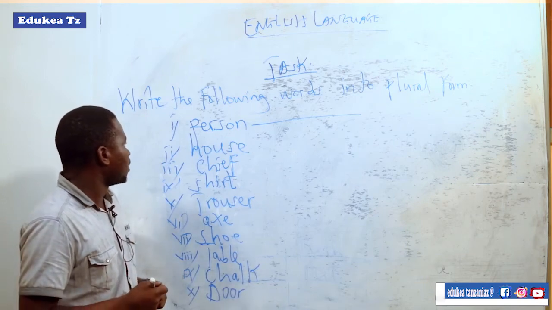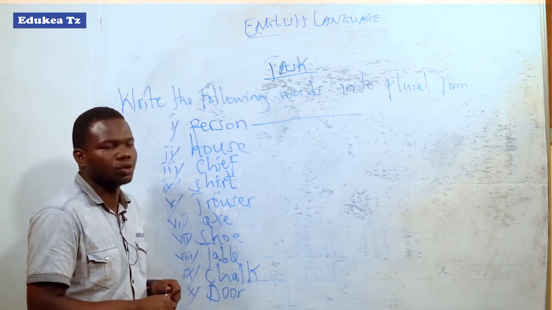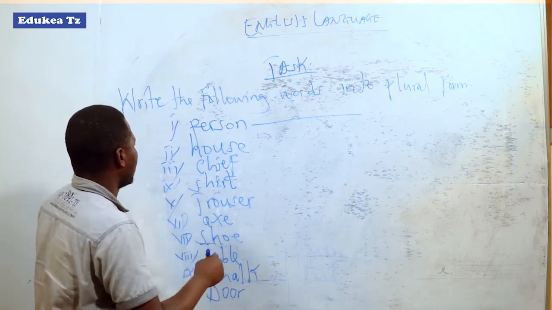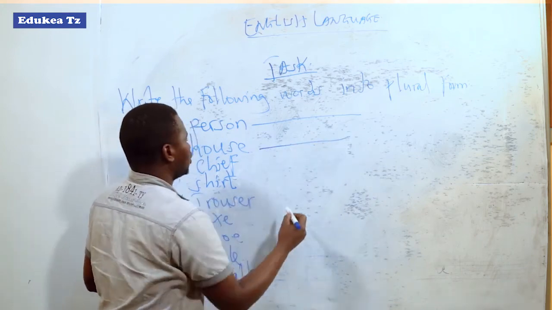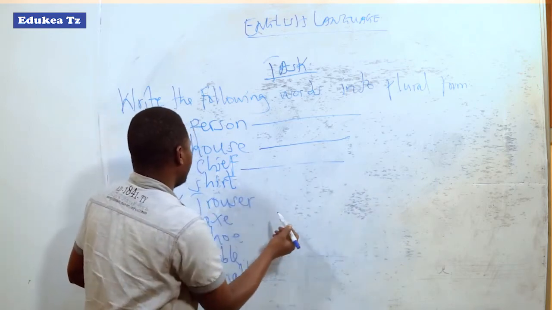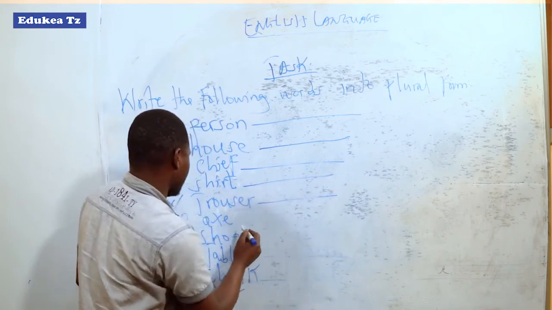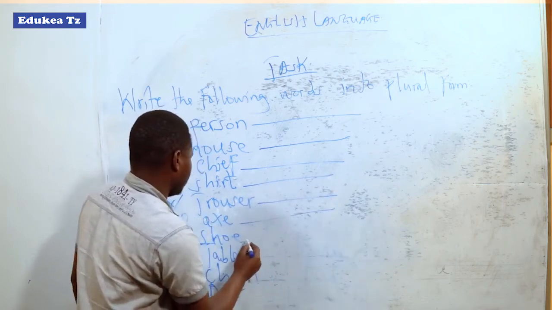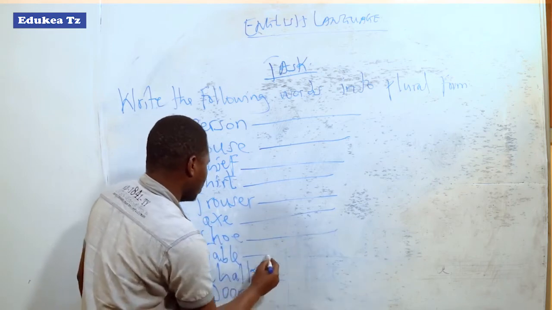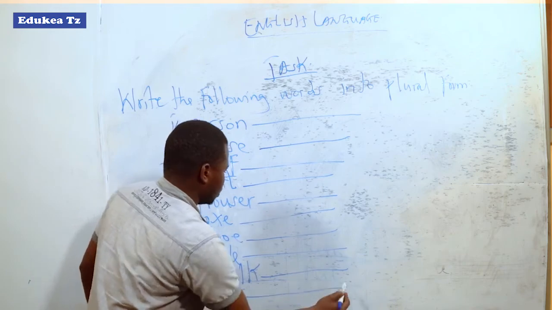Number one is person. So we have to write that into plural. The plural of person. Again, we have house. So we have to write this into plural. Again, you have chief, shirt, trouser, box, shoe, table, chalk, as well as door.